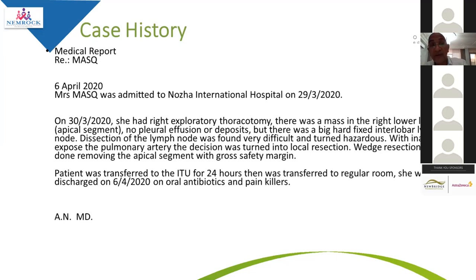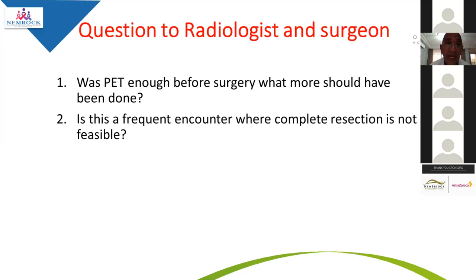So the first question would be to Dany, and I thought we might have a surgeon. I know Dany, I don't know whether Dany is a surgeon or not, but is a PET scan enough, or should we have done more for this patient that is actually a stage 2? And how frequent is it to encounter not complete, or you can't do a complete resection for these patients with stage 2? Can I get Dany to answer?